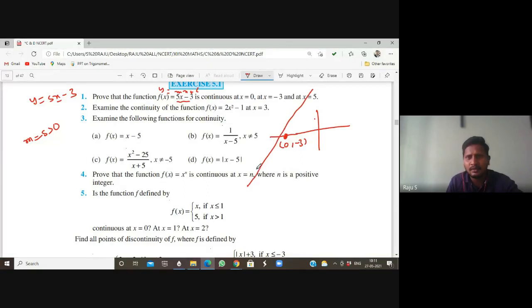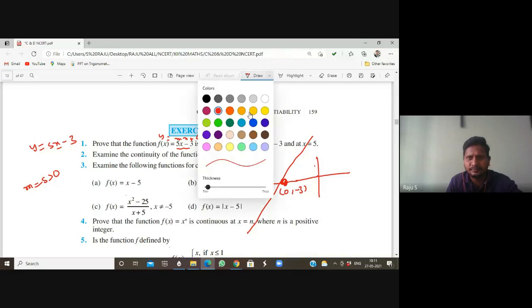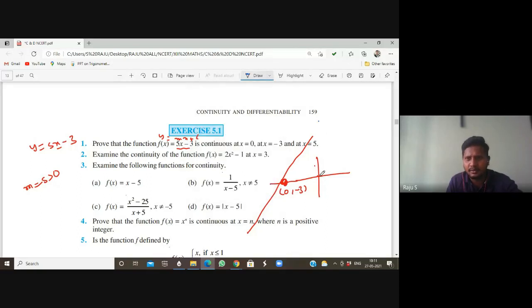This is passing through 0 comma minus 3. So what they are asking in this question, actually the first question: at x is equal to 0, whether it is continuous or not. At x is equal to minus 3, continuity or not. At x is equal to 5. So x is equal to minus 3, x is equal to 5, and x is equal to 0, these three cases here.